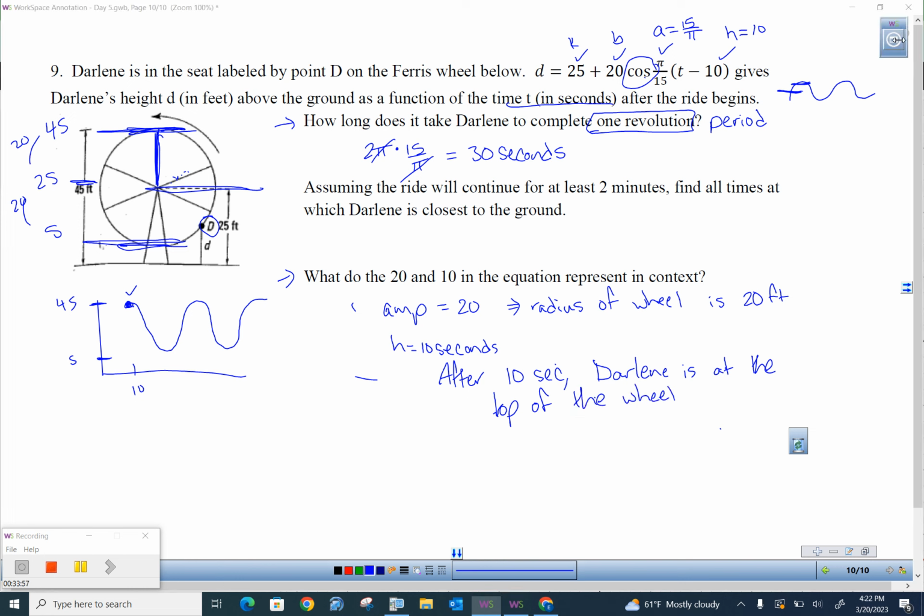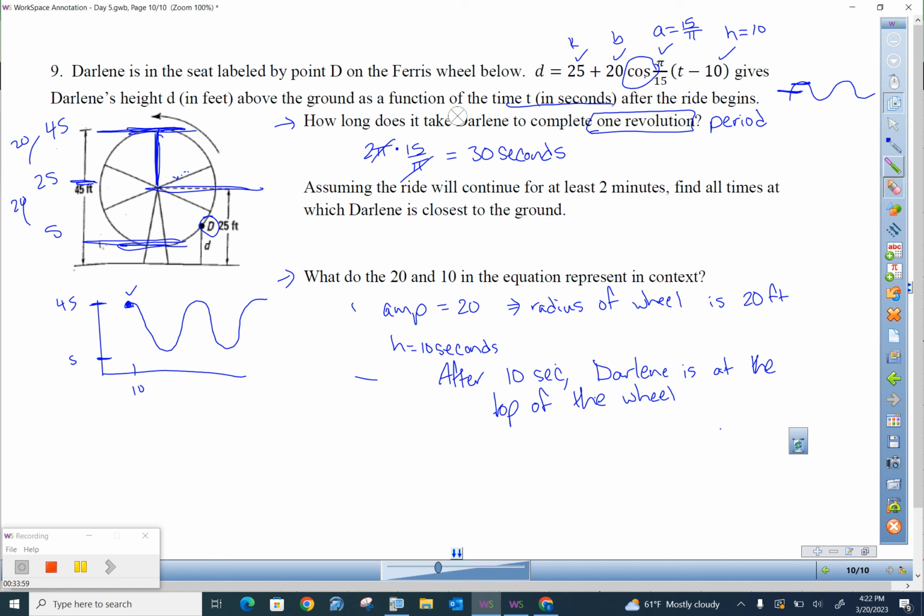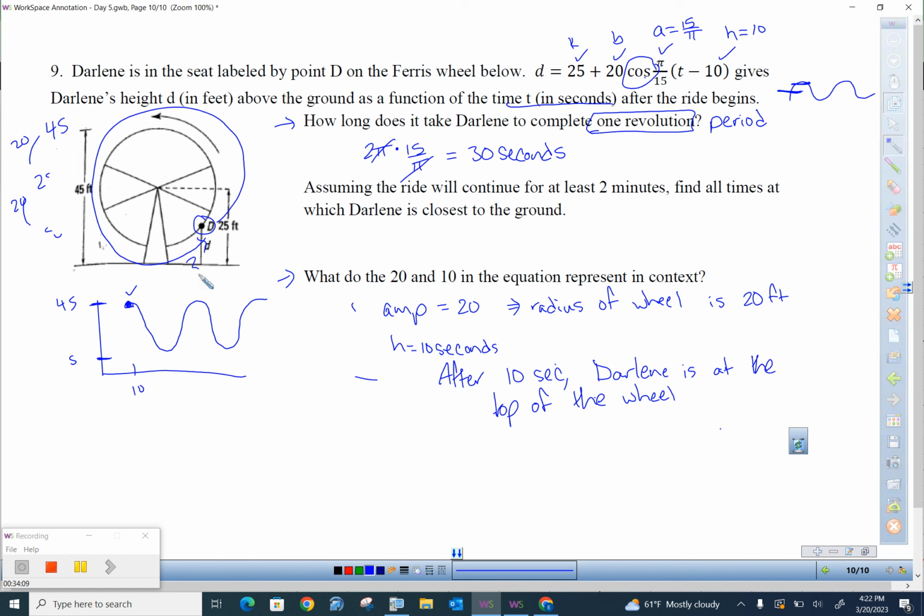Okay, and I'm going to do one more thing to kind of connect that to what we did up here. Get rid of some of these extra markings. We found out that it took Darlene 30 seconds to complete a full lap. So right around there, it took 30 seconds.